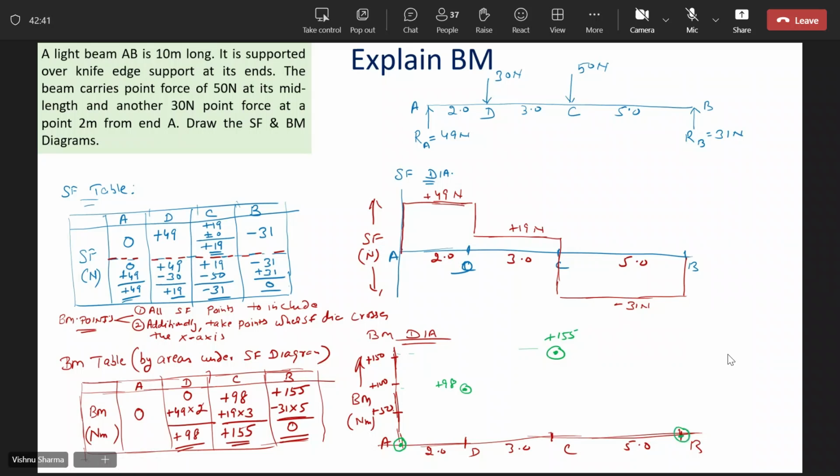Now, guys, I have to join A and D, the values of BM. Look at the SF diagram. Is the area under the SF diagram changing at a uniform rate from A to D or not? What do I mean? If you divide this into equal parts on the x-axis, is the area of each rectangle the same? If on the x-axis these gaps are the same, then will these areas be the same, all of them? Yes or no? Tell me.